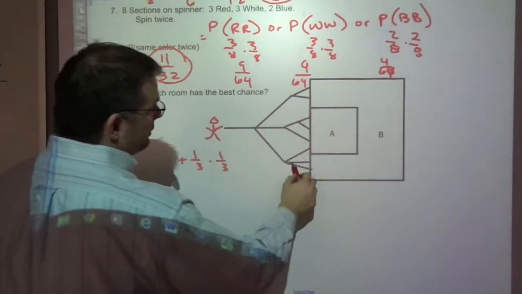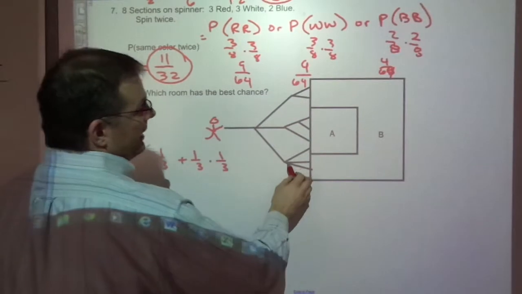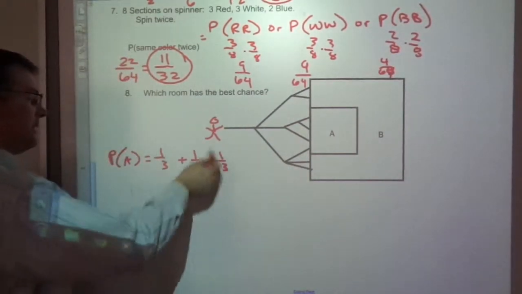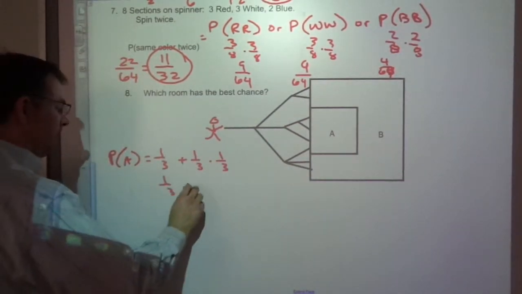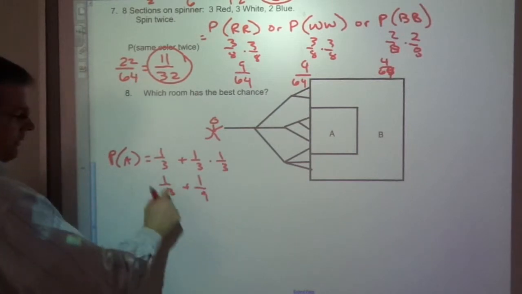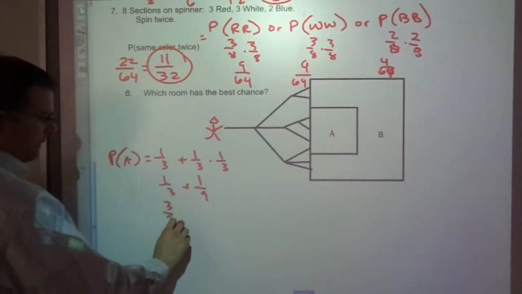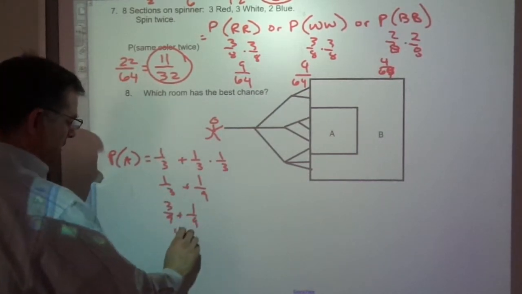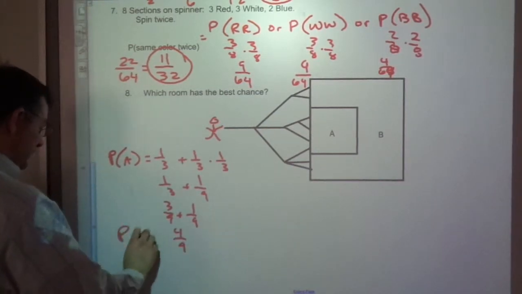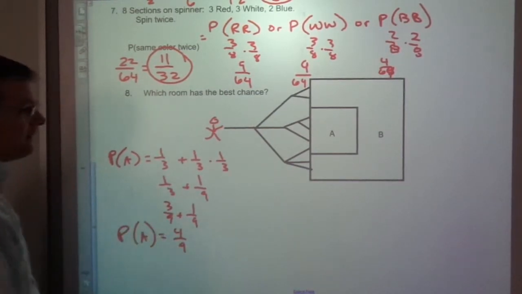So if he comes here and here, that's a 1/3 chance that happens and a 1/3 chance that happens. So that's 1/9. So we've got 1/3 plus 1/9. This common denominator, that's 3/9 plus 1/9. Is a 4/9 chance of going to A.